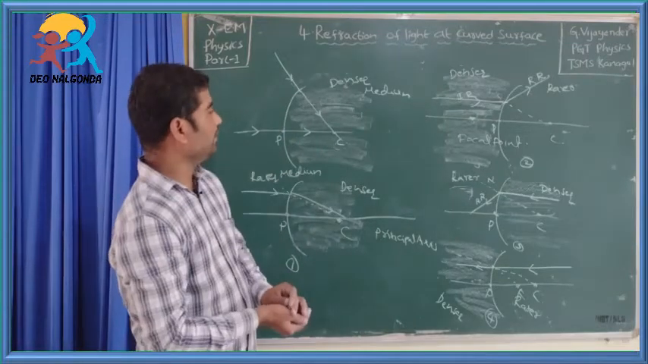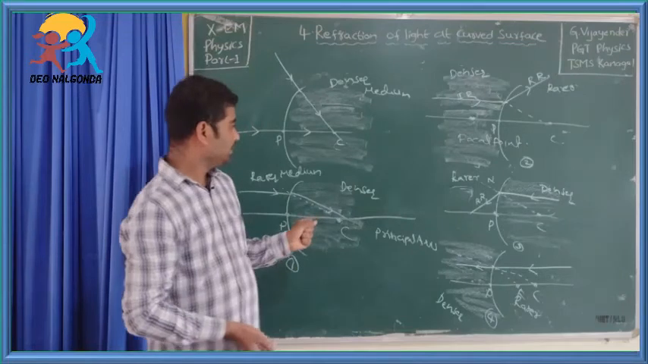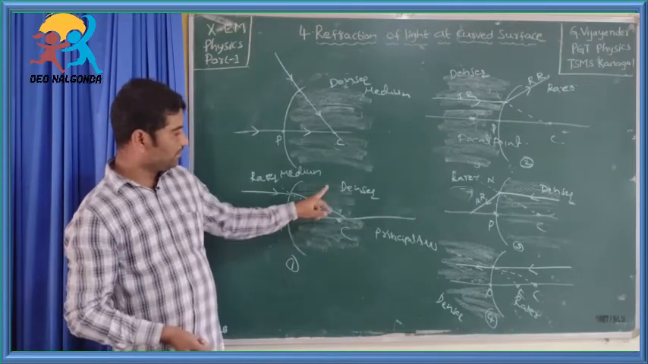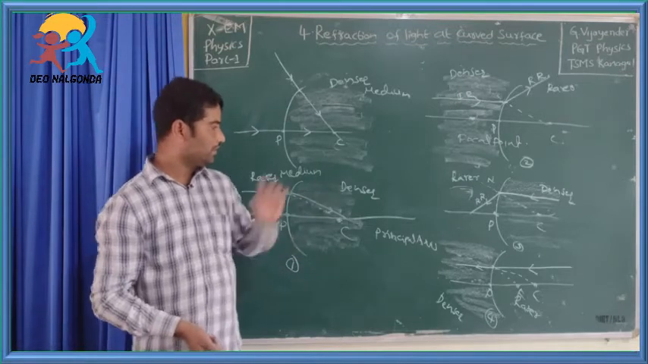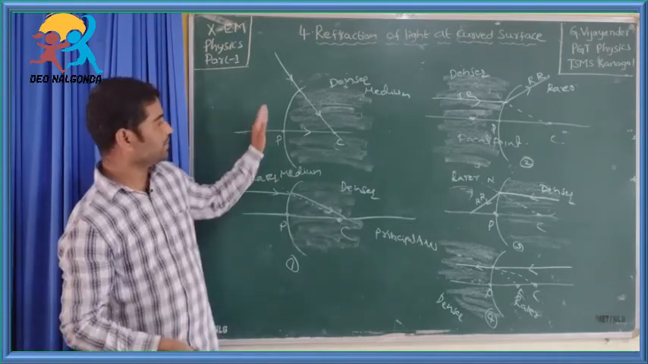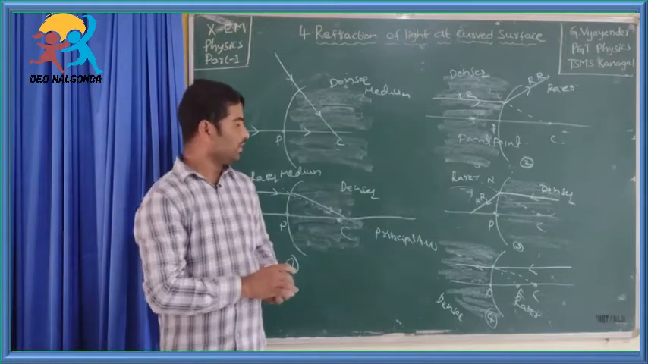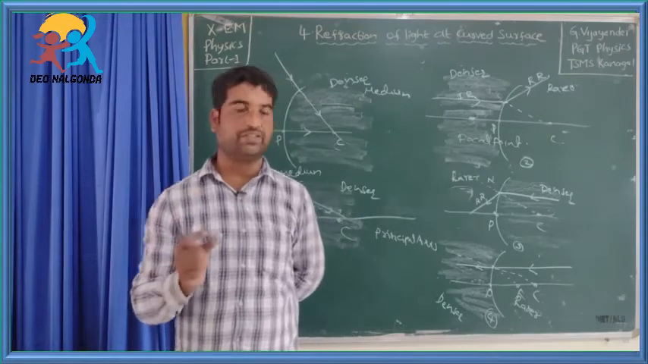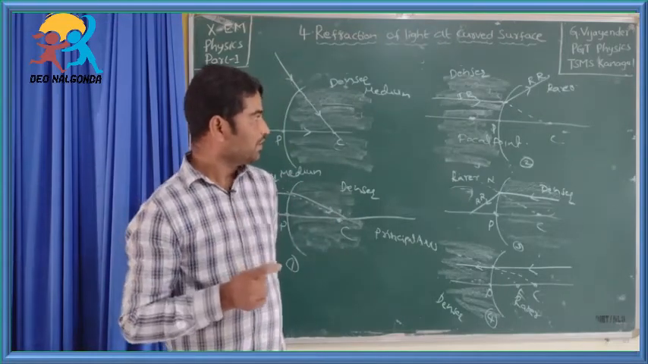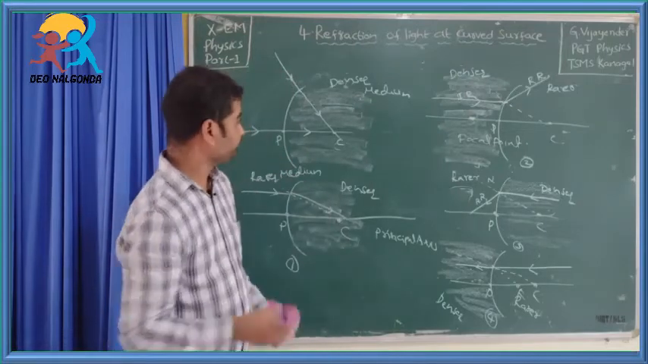Why does the light ray behave differently in different media? Because the denser medium, or water, has a different refractive index. The refractive index of water is different from the refractive index of air. So, different materials have different refractive indexes. Due to this reason, the light ray behaves differently in different media.